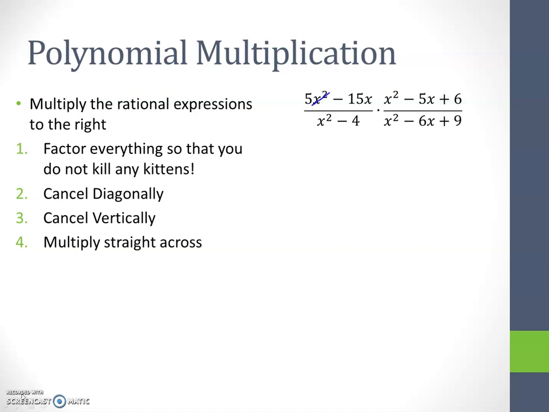Remember, if you try to do something where you cancel x squareds like that, you will be killing kittens. And I would advise you guys not killing a kitten. Okay? So, we want to make sure that we factor first. And what that means is, I have 4 different problems that I need to factor. Okay? So there are 4 different areas that we have to try and factor for this problem here.